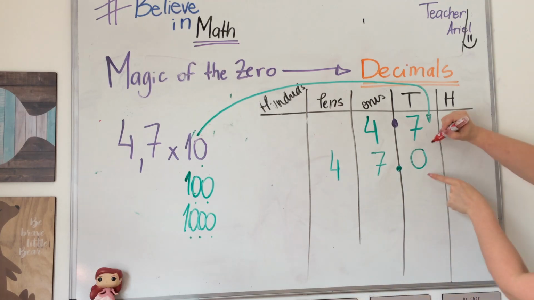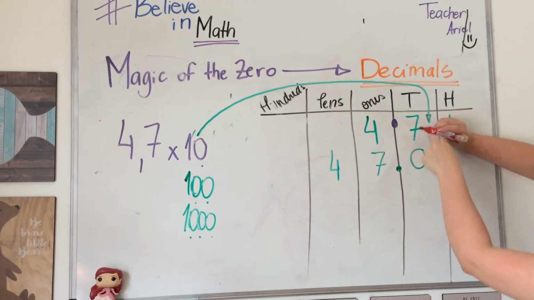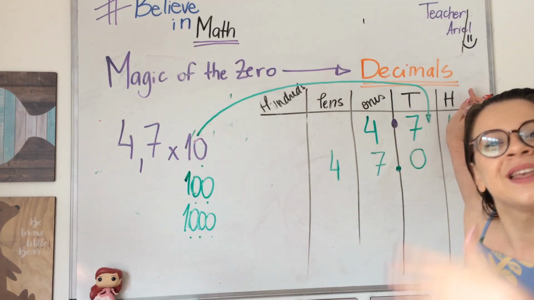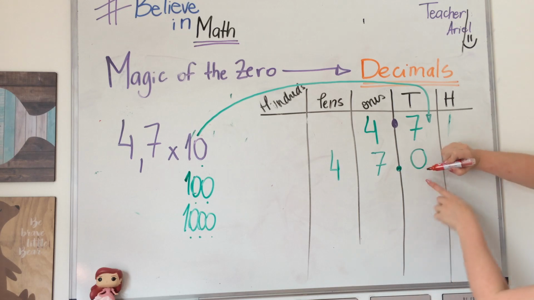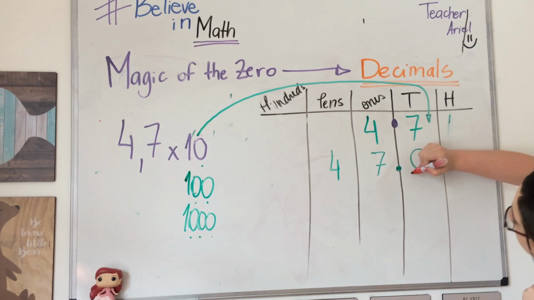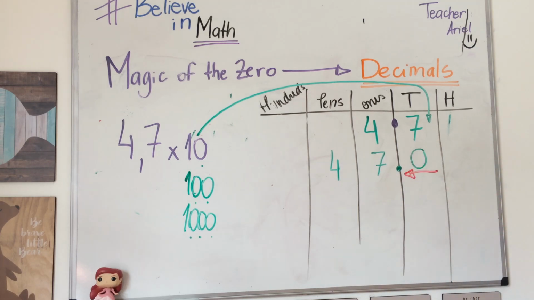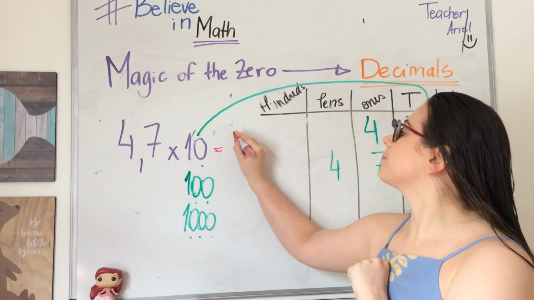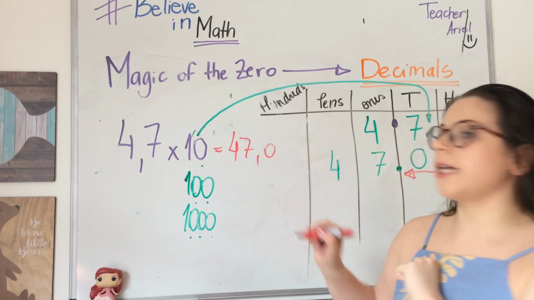Look, with the presence of the 0 here, we can even change the name of the trick. We can say presence of the 0 instead of magic of the 0. The presence of the 0 pushes my number forward. So 4 and 7 tenths times 10 is 47.